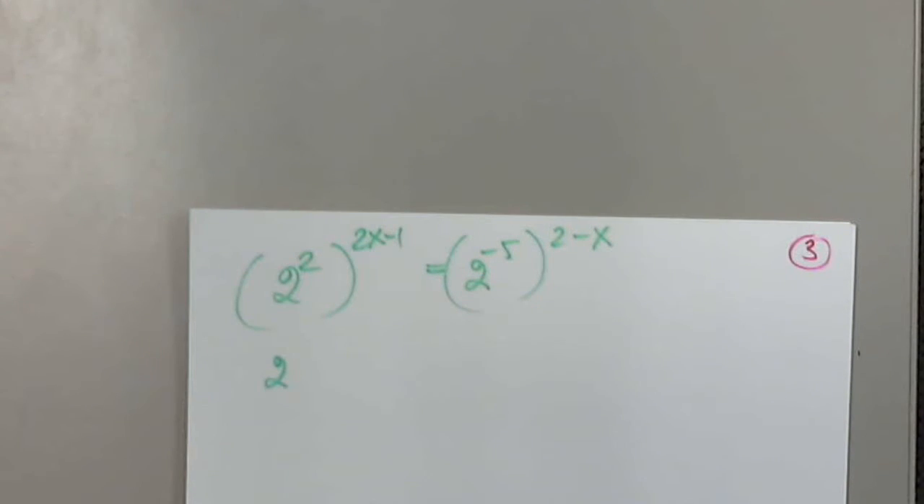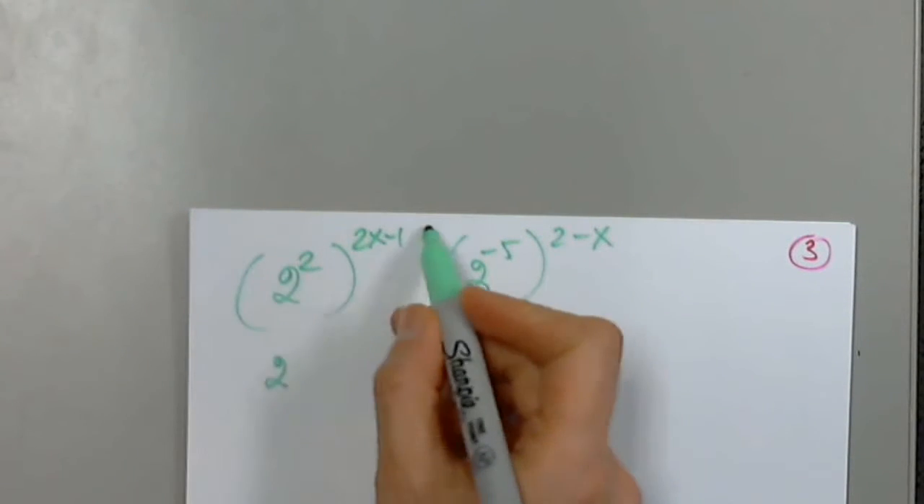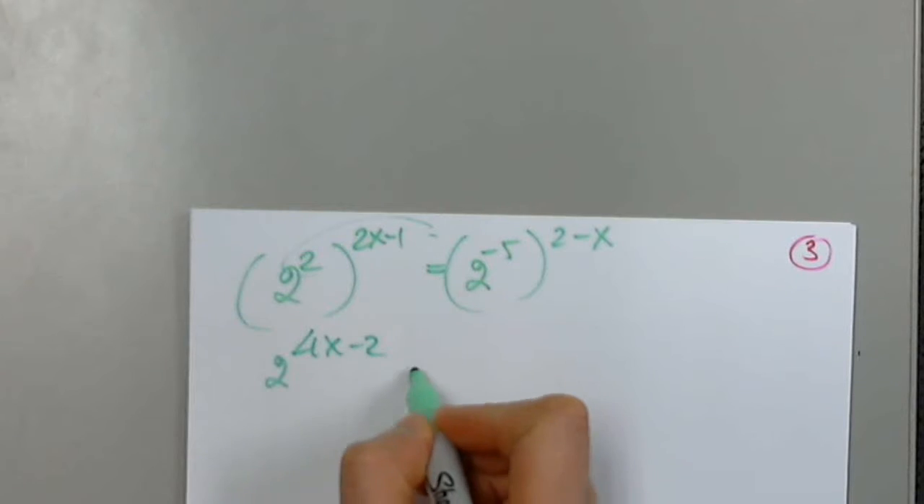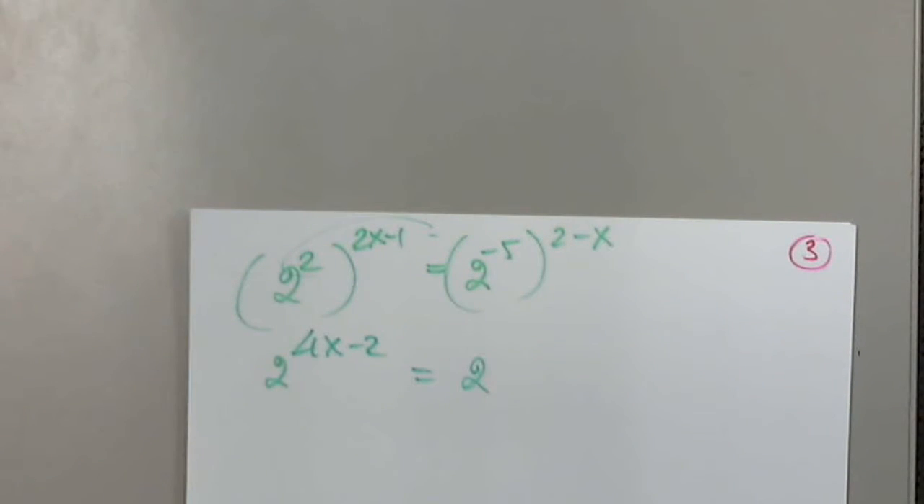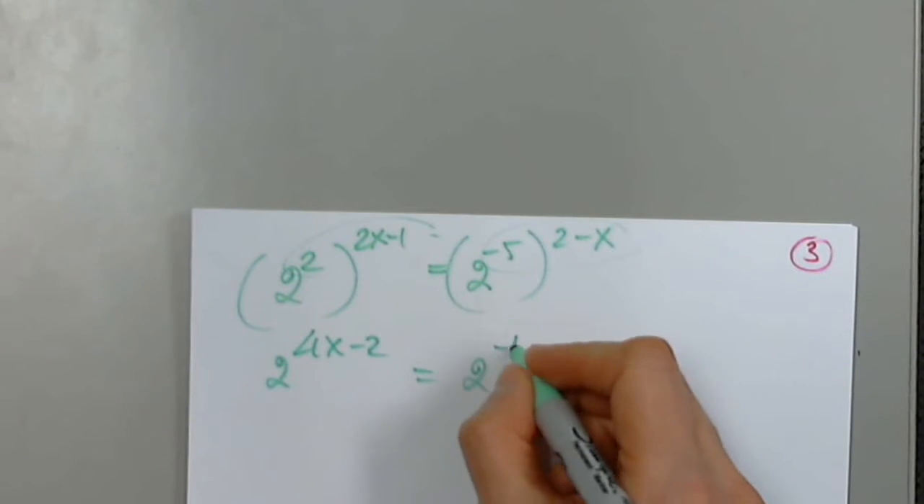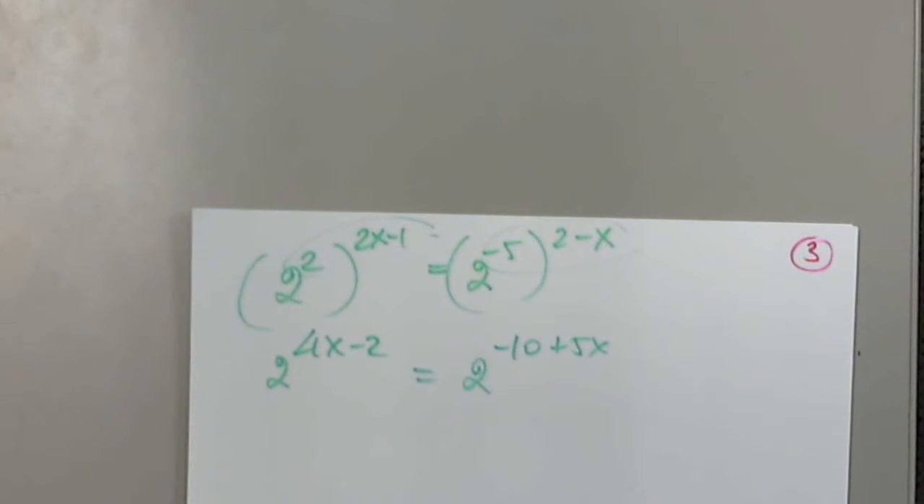So are we stuck, or can we continue? Get rid of this 2 to the 4x minus 2. Exactly. I have to multiply 4x minus 2 and then copy 2 and then multiply. Very good. Thank you. Negative 10 plus 5x. So whenever we raise an exponential notation to a power, we copy the base and multiply the exponents, right? We know this rule, everyone?